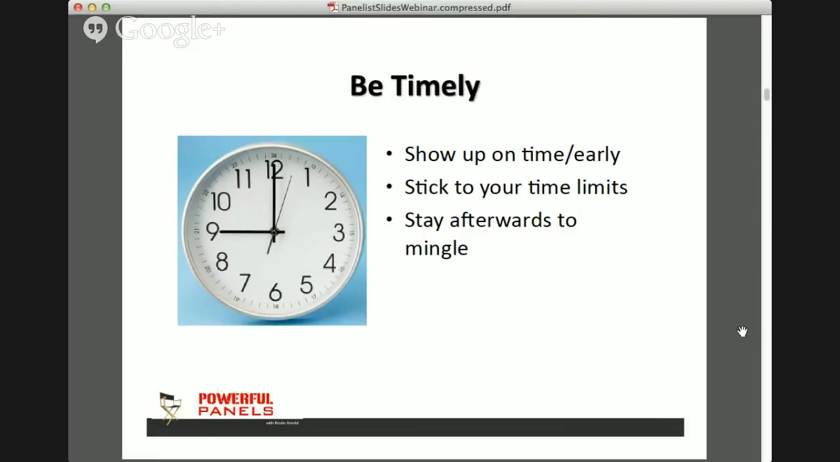When it comes to being timely, stick to your time limits. You shouldn't speak for more than maybe a minute or two, or if the moderator says you have opening comments for 5 minutes, stick to your time limits. Don't go further than that. And make some time that you can stay afterwards to mingle. I think people really like to come up to the panelists and talk about what happened in the room. So that's an important thing to do.